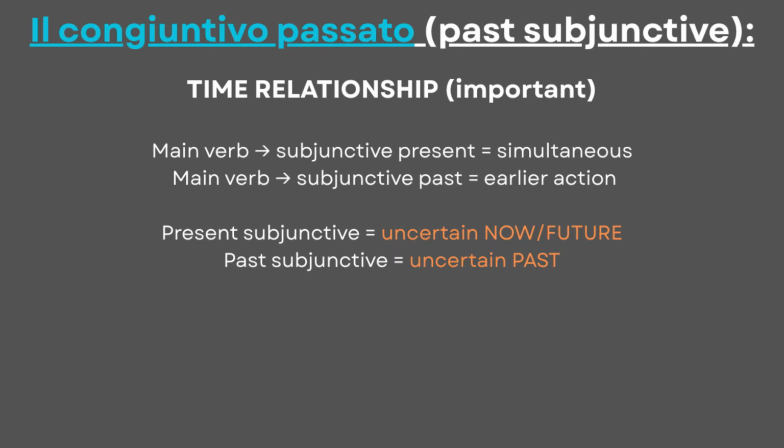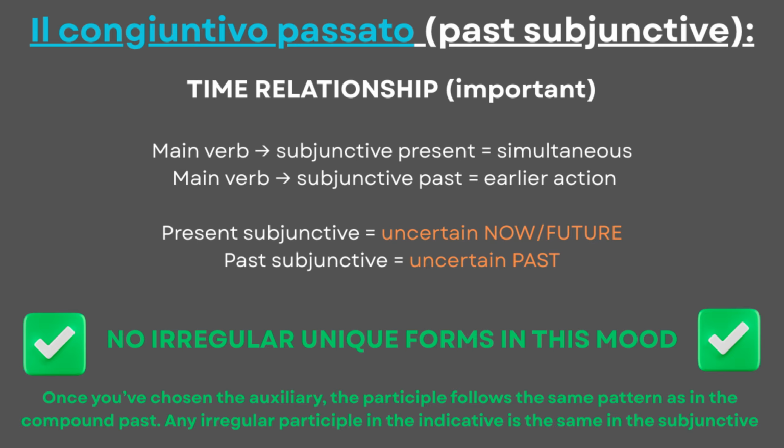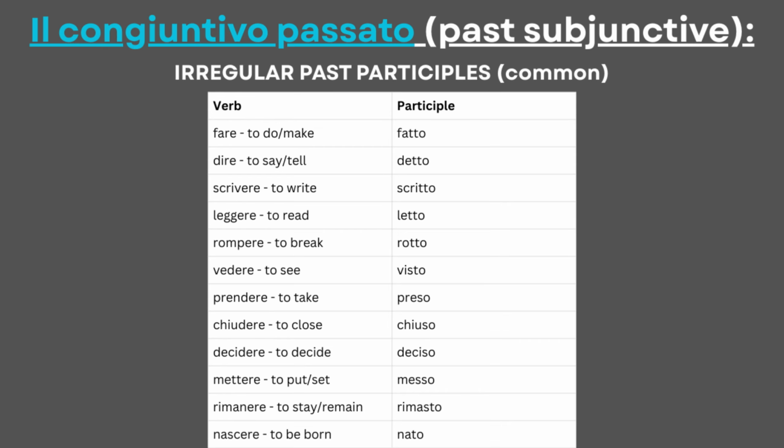The last thing to note about the congiuntivo passato is that there are no irregular unique forms in this mood. The only technical irregularities are the forms of the auxiliaries and past participles. Once you've chosen the auxiliary, the participle follows the same pattern as in the compound past, which means that any verb that has an irregular participle in the indicative will have the same form in the subjunctive, like the ones that you see on the screen.